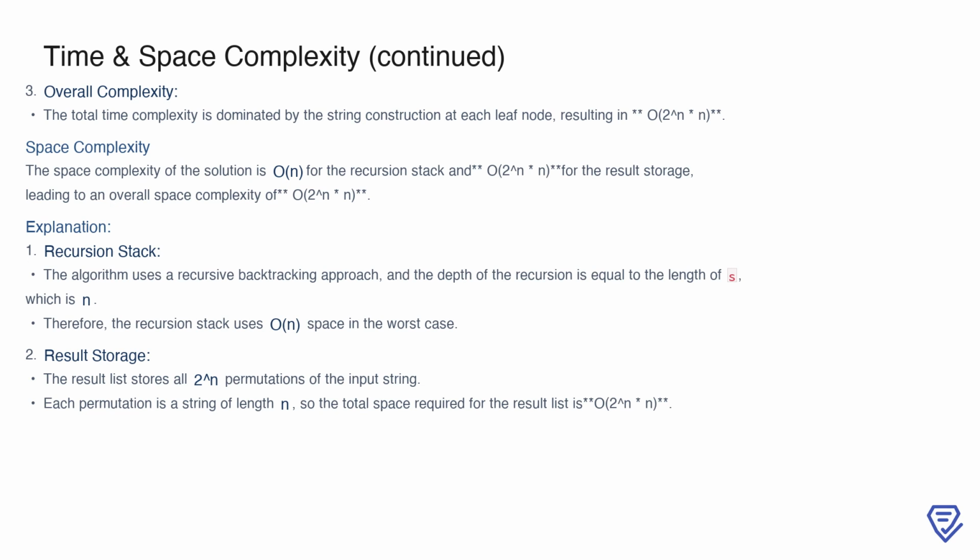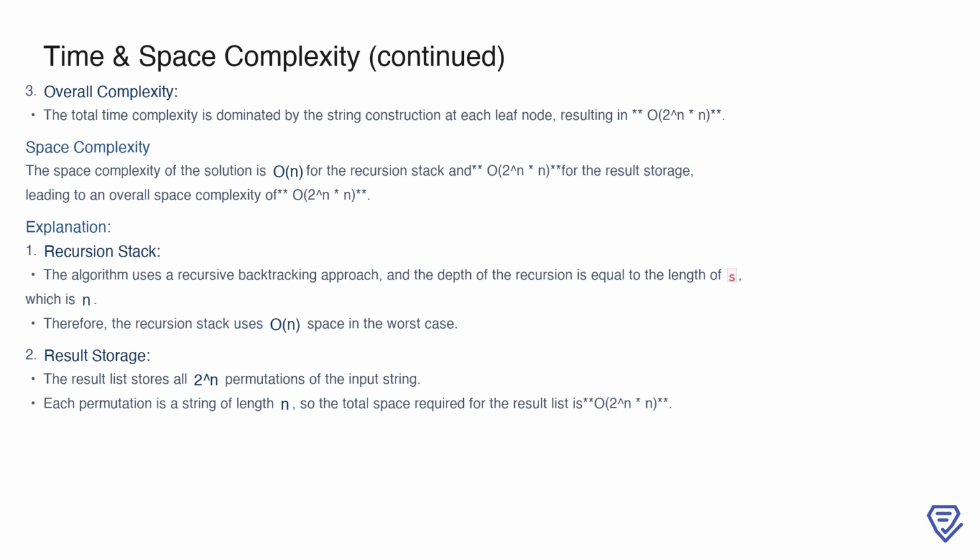Now, looking at the space complexity, this solution uses space both for the recursion stack and for storing the results. The recursion stack depth is equal to the length of the input string, or n, because the algorithm uses a backtracking approach and explores one branch at a time. This contributes n space for the recursion stack.